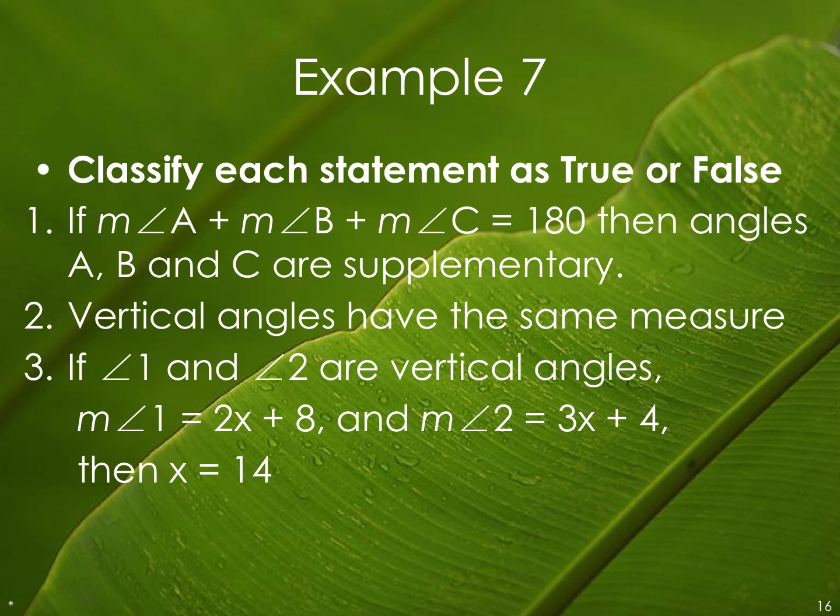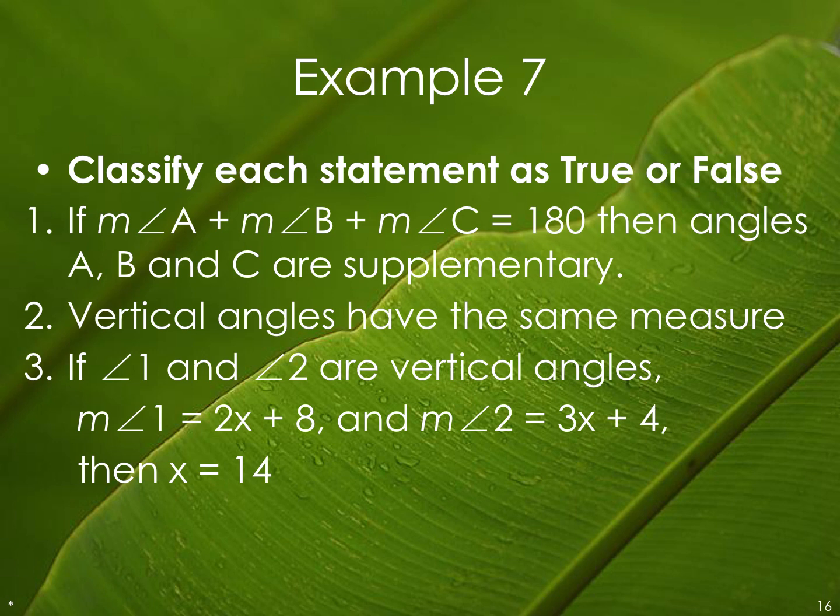All right, last slide and then we're done. It says classify each statement as true or false. The first one says, if the measure of angle A plus the measure of angle B plus the measure of angle C equals 180, then angles A, B, and C are supplementary.